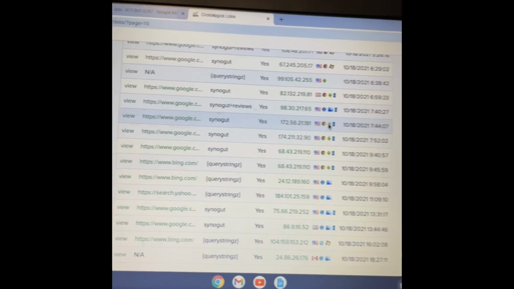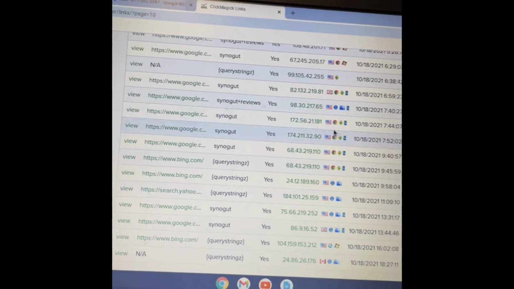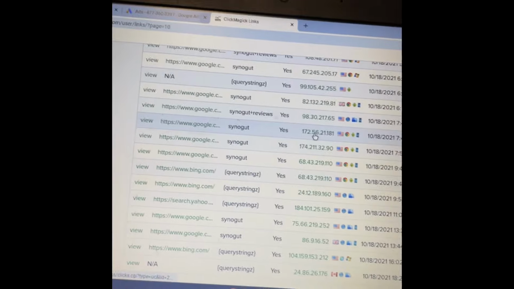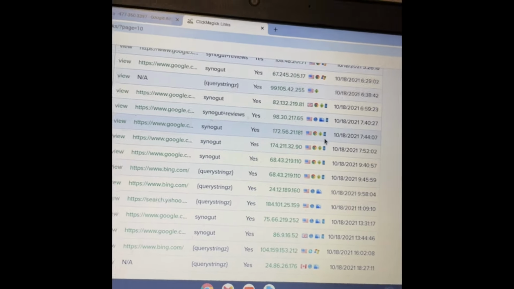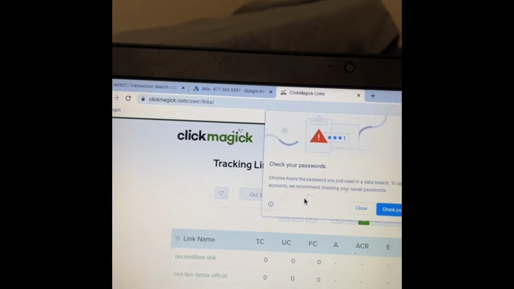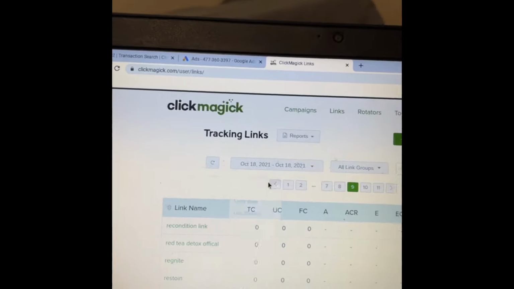See, it came from a cell phone. That gives you a little bit of data of what works. So with a cell phone, you can make sales too, with cell phones or tablets or computers. Log into ClickMagic right now. October 18th, that's the day.